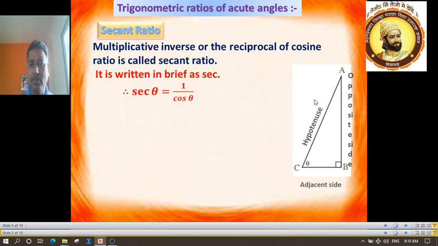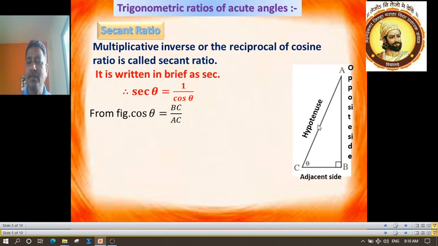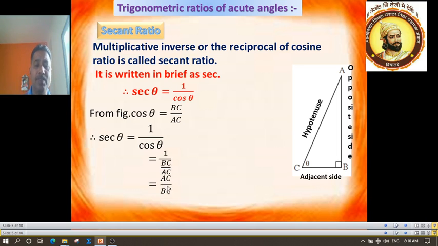So again, from the figure, with reference to theta, the adjacent side is BC, AB is the opposite side, AC is the hypotenuse, and we know that cos theta is equal to adjacent side divided by hypotenuse, so BC upon AC. Substituting this value in the above identity, sec theta is equal to 1 upon BC upon AC, which can be expressed as AC upon BC. So sec theta is equal to AC upon BC.